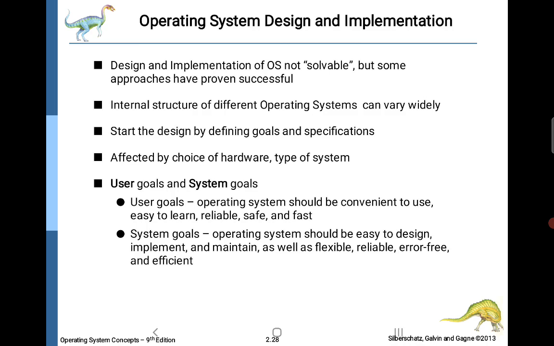So, what does a user want? A user wants convenient, easy to learn, reliable, safe, fast software that enables them to execute their programs. Whereas system goals are different because this is the view of the developer and the administrator. They want an error-free, reliable, flexible, maintainable, sustainable, and efficient program.